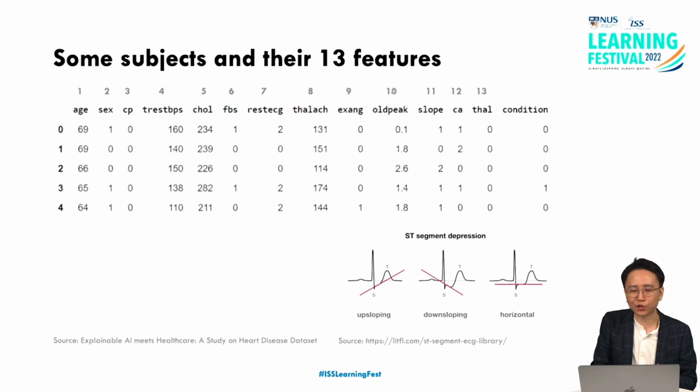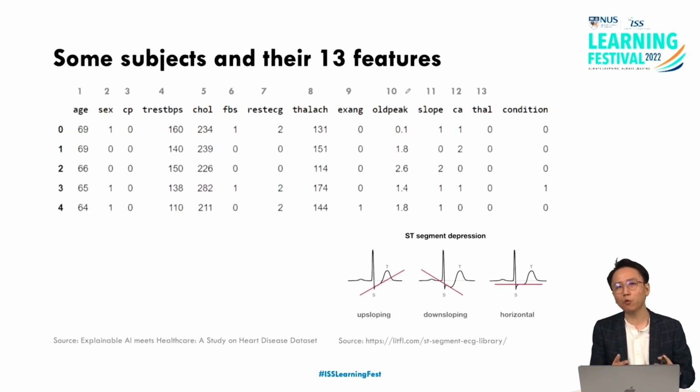For the 10th feature, O peak, it denotes the amount of depression in the ST wave. For the 11th feature, slope, when the value is 0, it means there is an upward slope in the ST wave. When the value is 2, there is a downward slope in the ST wave. When the value is 1, the wave is flat.